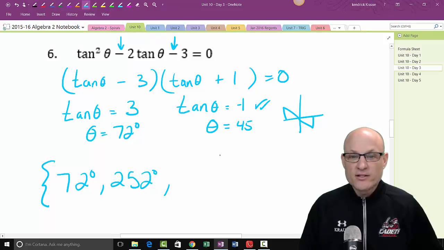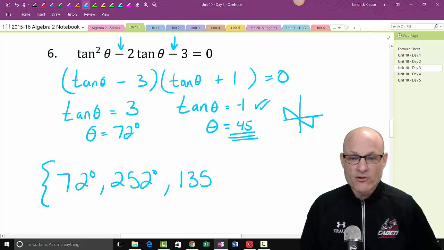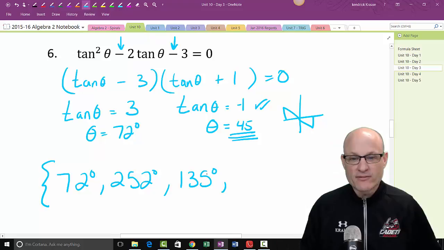And then we can't keep 45. We have to get the one that's in the second quadrant, which is 180 minus 45, which is 135 degrees. And the one in the fourth quadrant, which is 360 minus 45 degrees, which is 315. That's it. Taking a break.